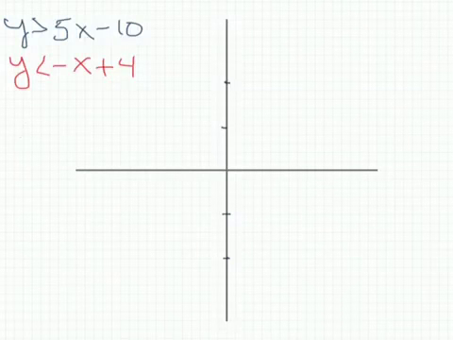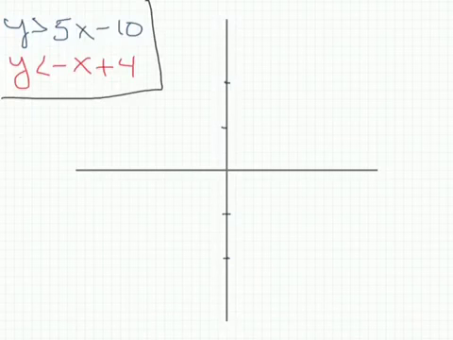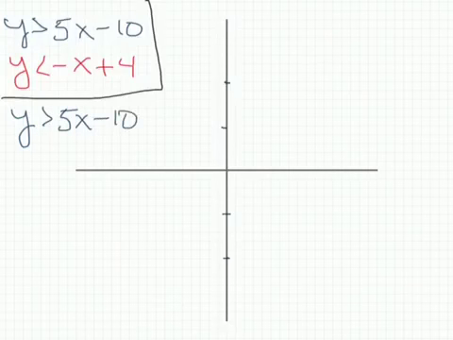For this problem, we're going to be graphing this system of linear inequalities. y is bigger than 5x minus 10, and y is less than negative x plus 4. The first thing to do is start with your first inequality, y is bigger than 5x minus 10, and graph this one from beginning to end.